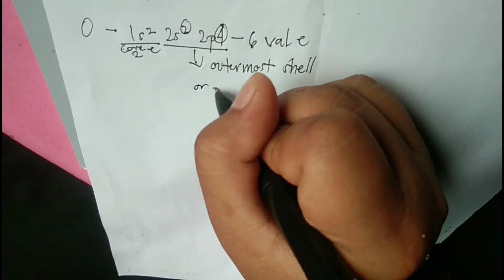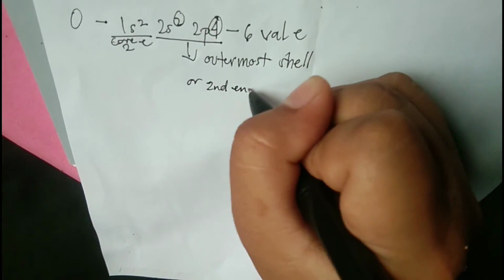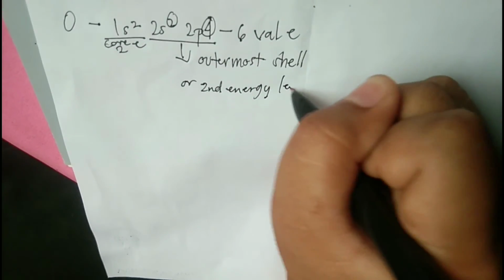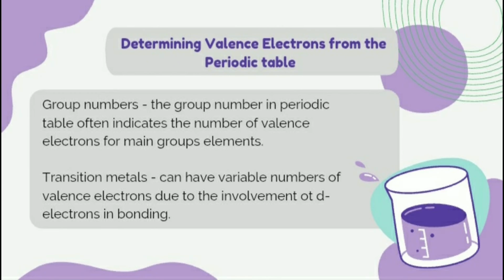So, uulitin ko nga po, ang outermost shell, dun po matatagpuan ang valence electrons, or in the second energy level. And here naman po, we can also determine valence electrons from the periodic table. So, paano nga ba yun? We can find it on the group numbers. The group number in the periodic table often indicates the number of valence electrons for main group elements.